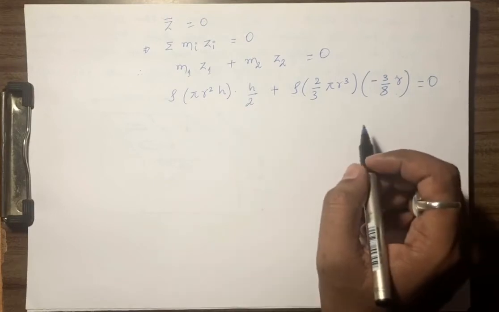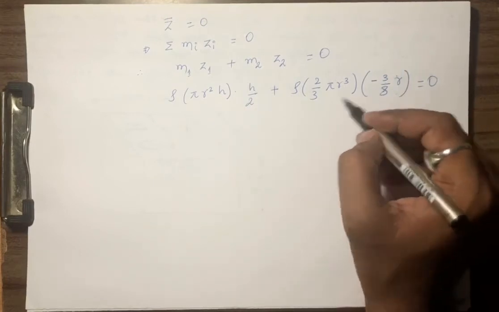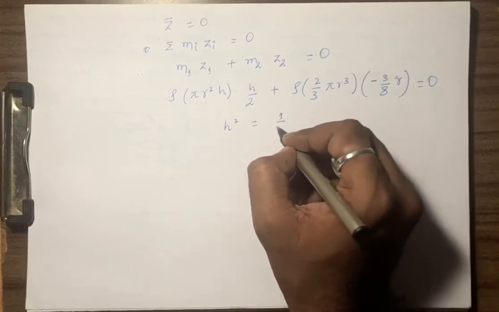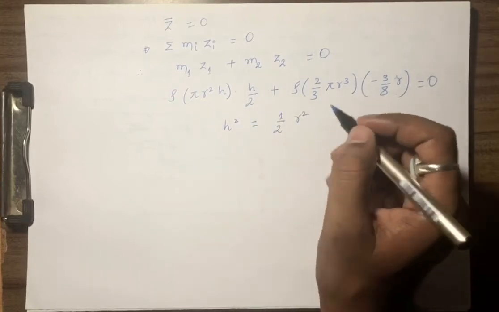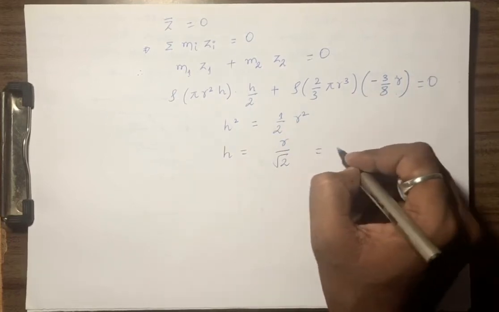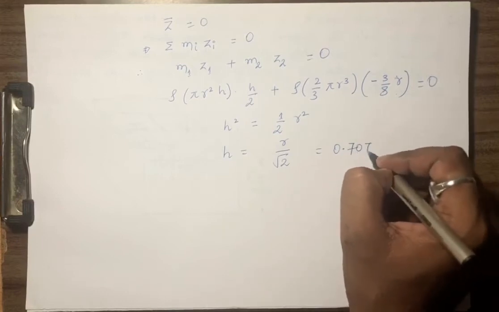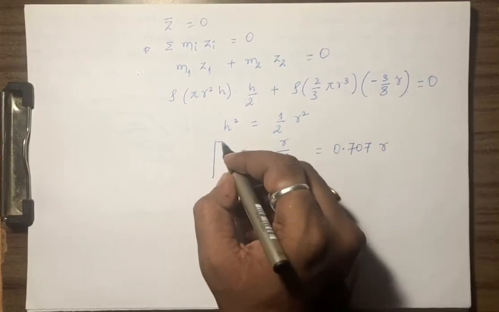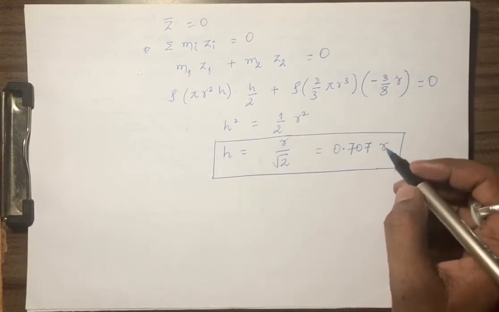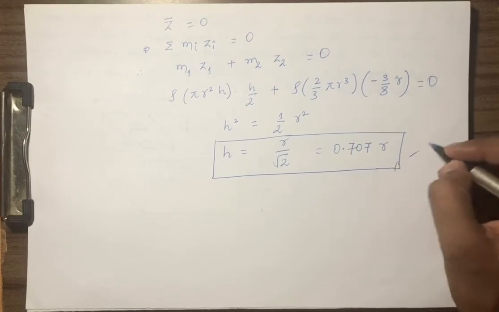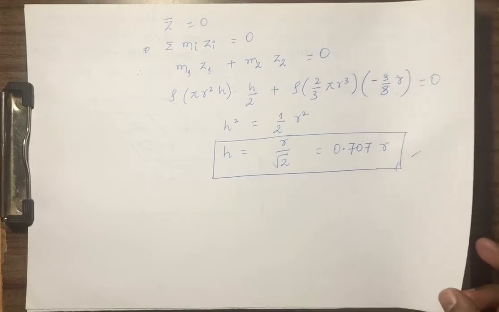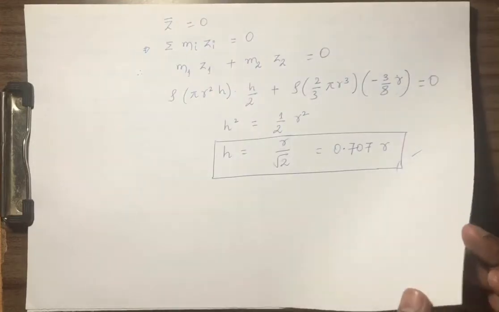So this 3 is going to cancel out, so h square is 1 by 2 r square, or h is r divided by root 2, or 0.707 r. Okay, so for this condition the body will remain in the equilibrium condition. So I hope you understood.